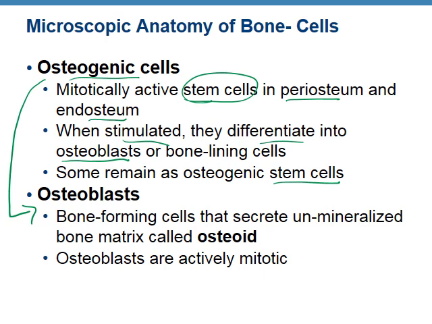Right? The osteoblasts are bone-forming cells. They're going to secrete this unmineralized matrix, meaning it's not hardened yet. So they're going to secrete proteins. They're going to secrete extracellular matrix in these little vesicles, which we call osteoid.